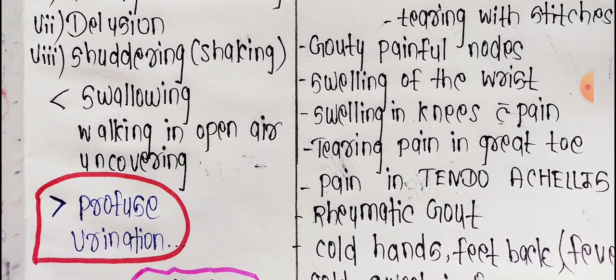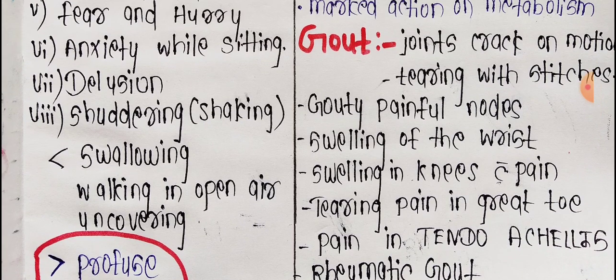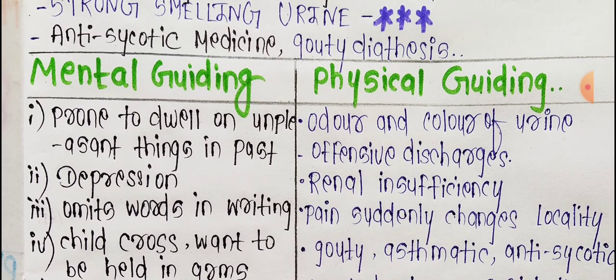Then we will see the aggravation of benzoic acid. So aggravation from swallowing, walking in open air, and uncovering. And overall amelioration of the benzoic acid patient is by profuse urination. As we saw, the peculiar feature of benzoic acid is strong smelling urine. So general amelioration is by profuse urination. So this was all about gout and guiding symptoms of benzoic acid.